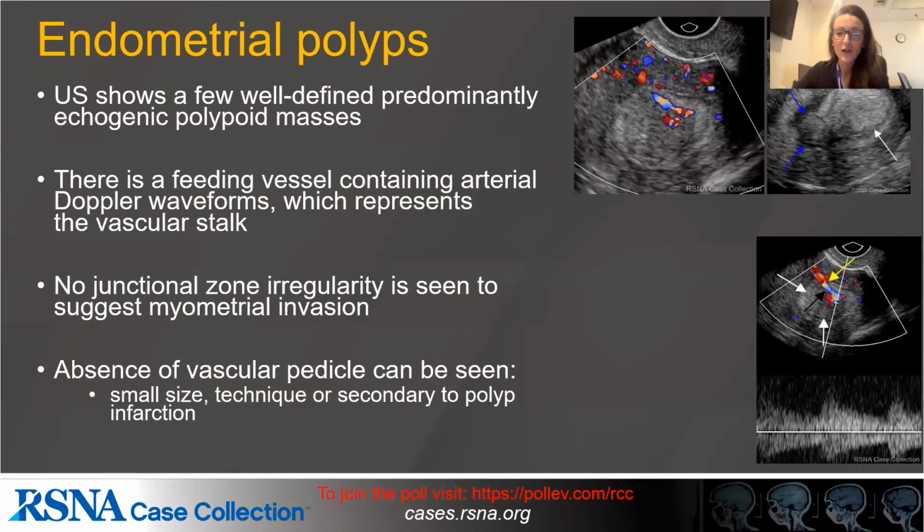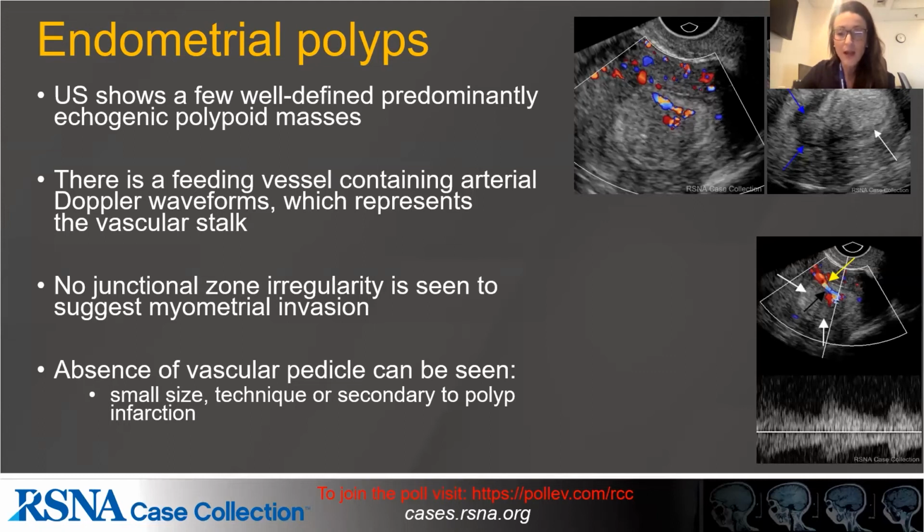What you're seeing on grayscale ultrasound as well as color Doppler are these well-defined, predominantly hyperechoic intraluminal masses within the endometrial canal. They do typically, when large, especially in this case, show internal vascularity as a stalk, which when interrogated with spectral Doppler will demonstrate arterial waveforms. Of note in this case, there's no junctional zone irregularity seen to suggest myometrial invasion in the setting of a carcinoma.